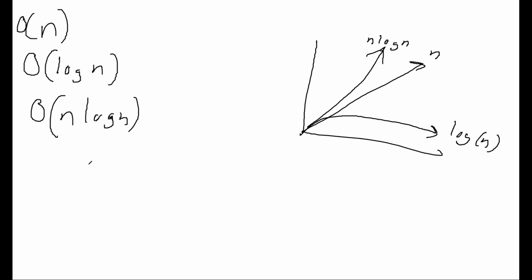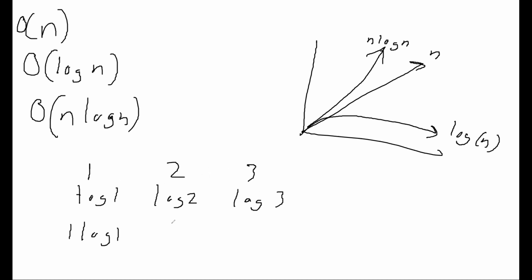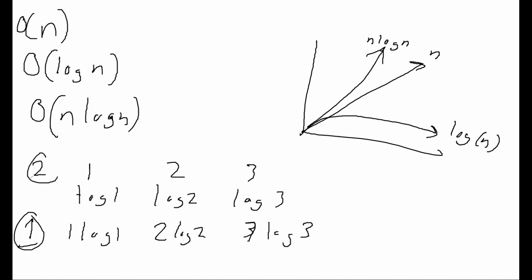Okay, here's what I like to do. 1, 2, 3, 4, 5. Log of 1, log 2, log 3. I didn't plan this. So 1 log 1, 2 log 2, 3 log 3. So this is the biggest. I'll write number 1, number 2, and number 3.